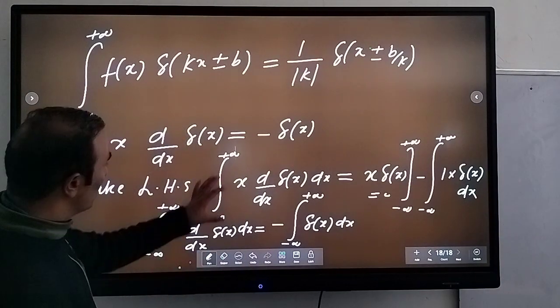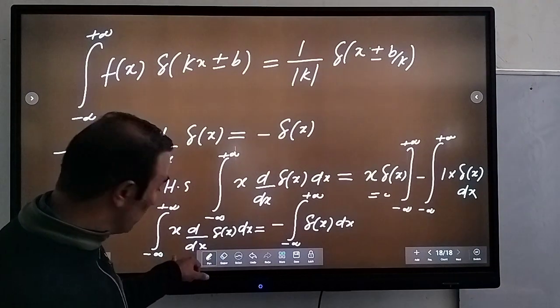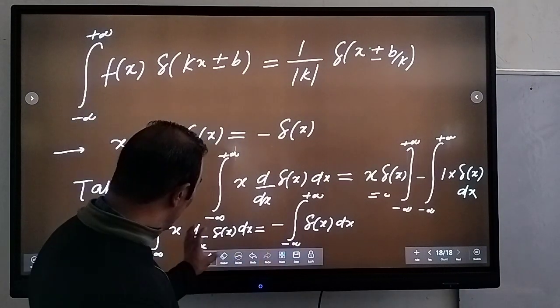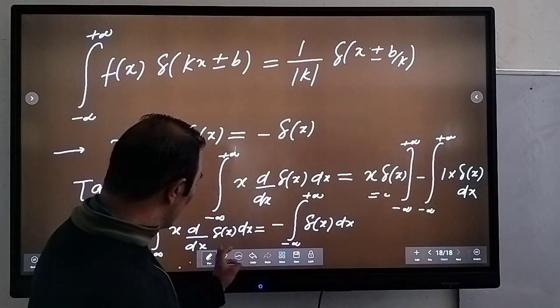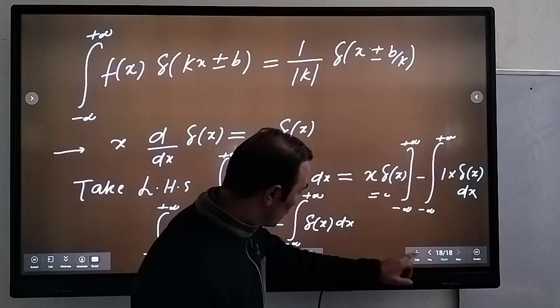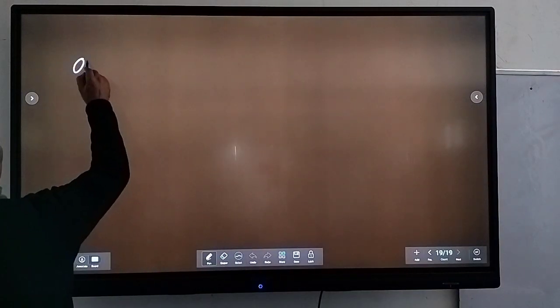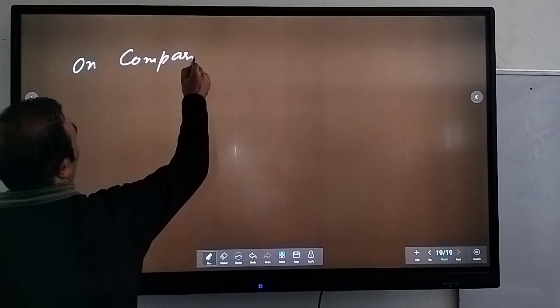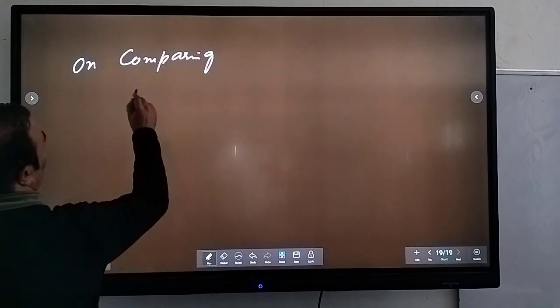So the value of this integral, minus into plus infinity x d by dx of this thing, is equal to c. So on comparing, that means x d by dx of delta x equals minus delta of x.